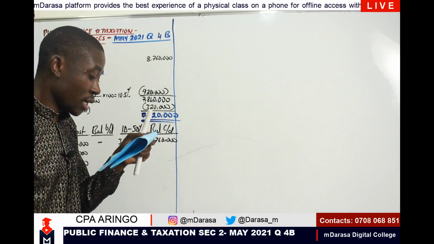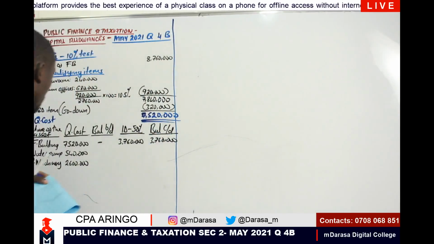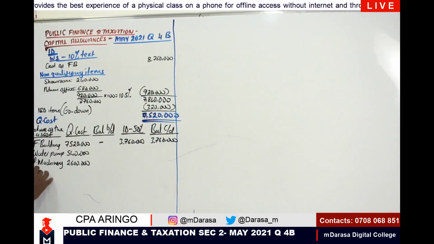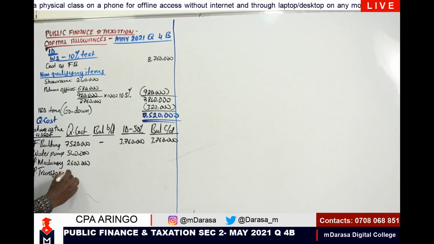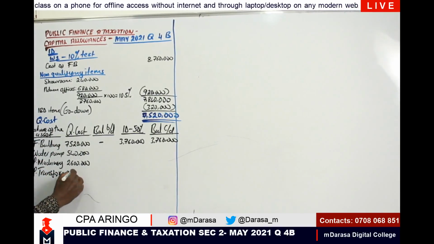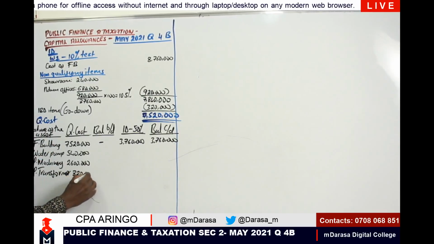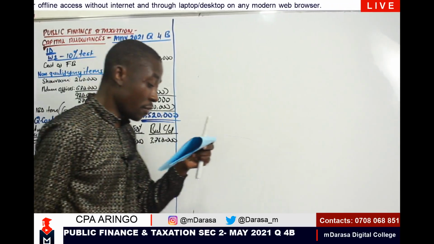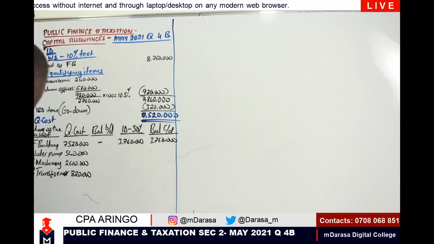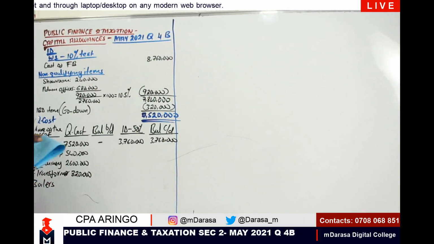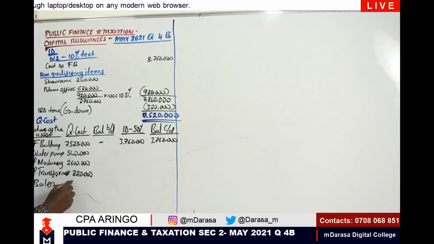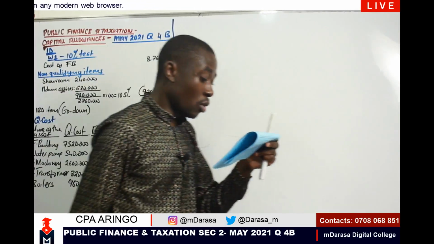Scanners, no, saloon car, no. Power transformer. So I'm having power transformer. I'm given a figure of how much? 820,000. I'm having boilers. We have boilers, an ID item. Boilers, I'm given a figure of 960,000. I'm also given what?